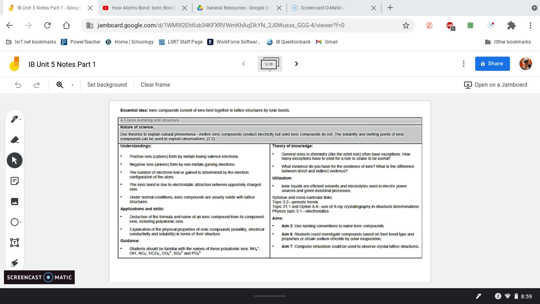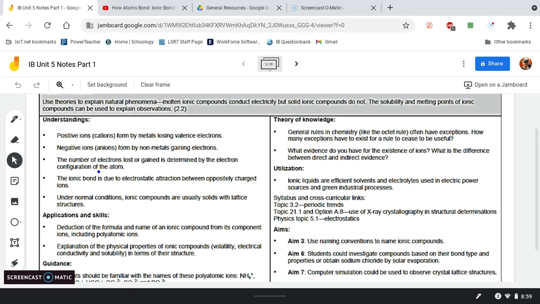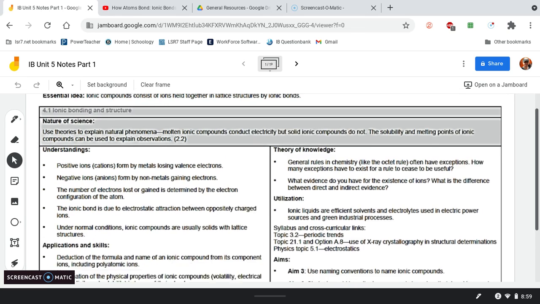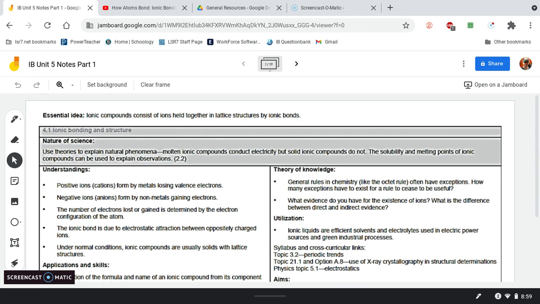So if we take a look here, this is just the front of the notes, which is the objectives, and I do like to go back to these because this is what IB is telling us we need to do. There's some review here, which is nice, but there's also some specific items that were not covered last year, and then some new items. And so this is the bonding unit.